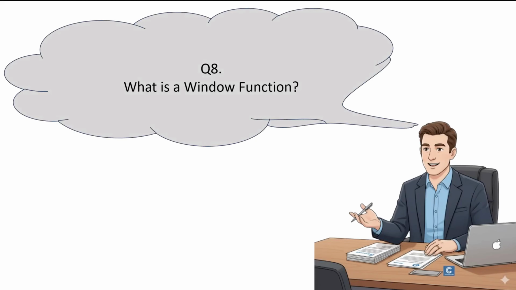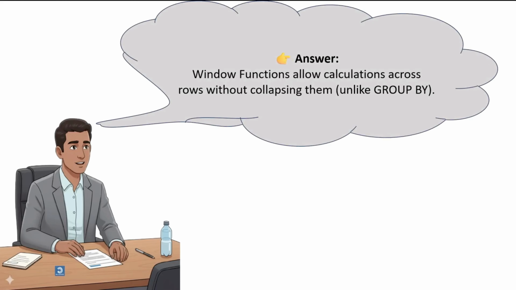So your next question is, what is a window function? Your answer is: window functions allow calculations across rows without collapsing them, unlike GROUP BY.